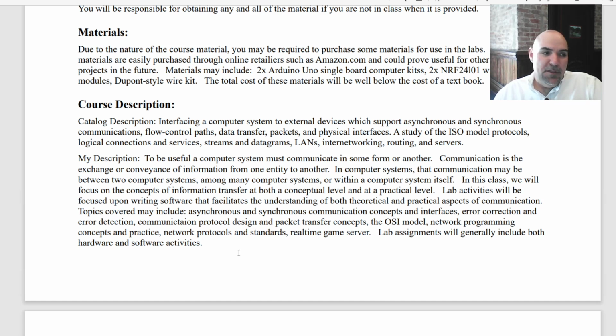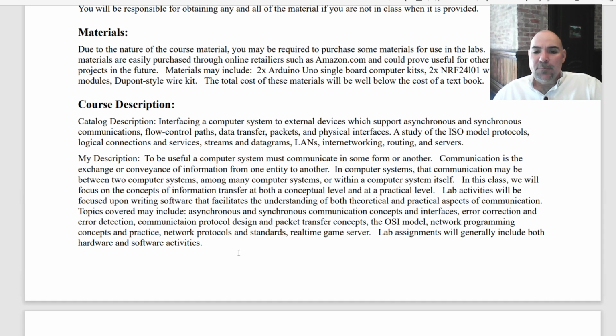My description is, to be useful, a computer system must communicate in some form or another. In other words, a computer that doesn't communicate isn't really that useful. It doesn't serve a function if it can't get information out of the system or into the system or from one system to another one. So the next sentence there, communication is the exchange or conveyance of information from one entity to another. In computer systems, that communication may be between two computer systems, among many computer systems, or within a computer system itself. In this class, we will focus on the concepts of information transfer at both a conceptual level and a practical level. Lab activities will be focused on writing software that facilitates the understanding of both theoretical and practical aspects of communication. Topics covered may include, and then I have a whole list of topics there.